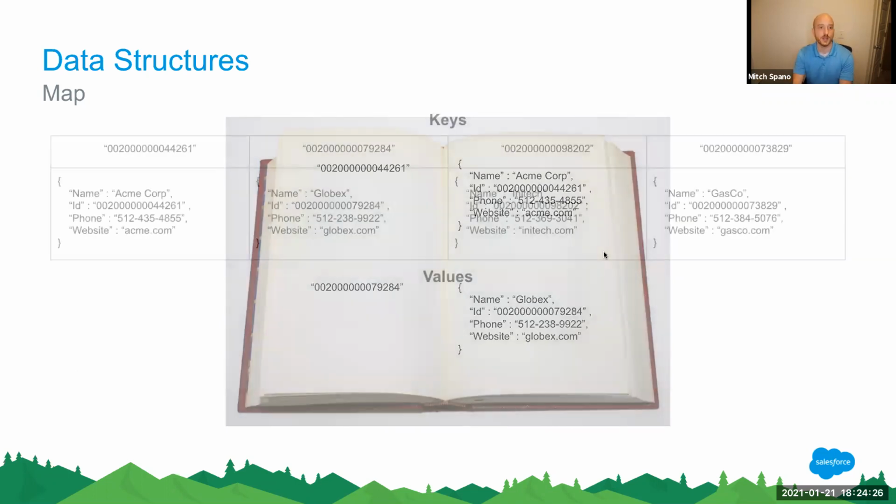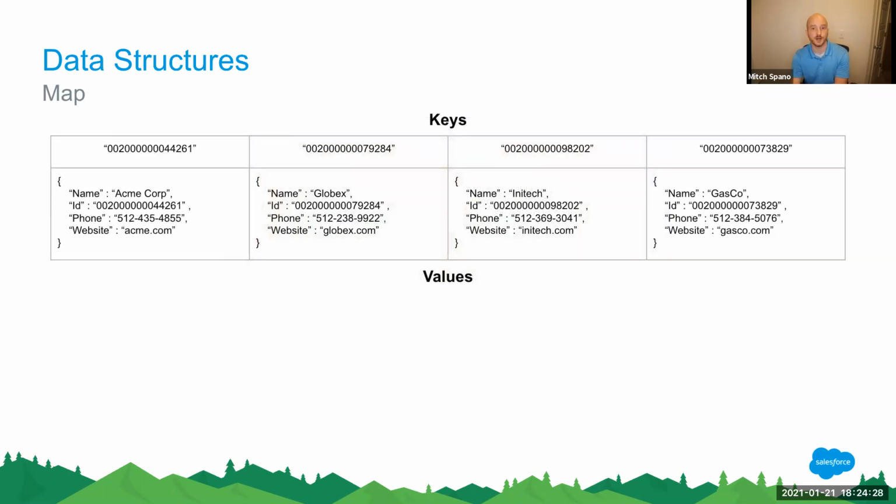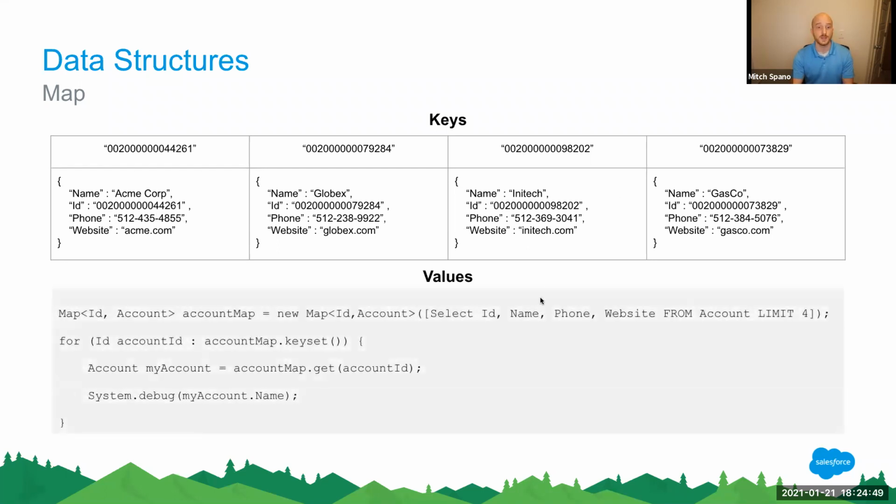So how do we actually interact with a map data structure within Apex? This is kind of what it looks like. Instead of just having your list of elements, you have your set of keys, and then each key points to a value. So if you wanted to do this based on what was returned via a query, you could do something like this.